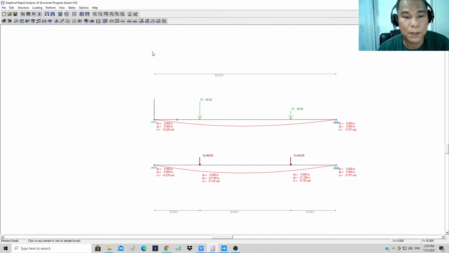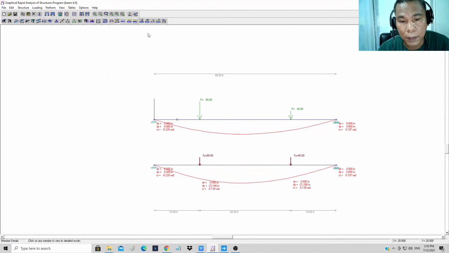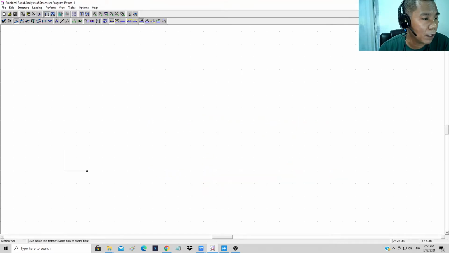Or in advance, you can just draw the deflection, and the advantage of dividing it into 3 segments is that under the load of 80 you will get the displacement, and also under the load of 40. But if you want to see the maximum at the middle, then you can also divide this into another segment so that it will give you the results. That's how structural analysis programs work.